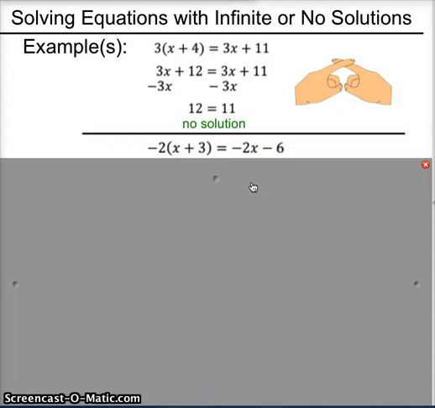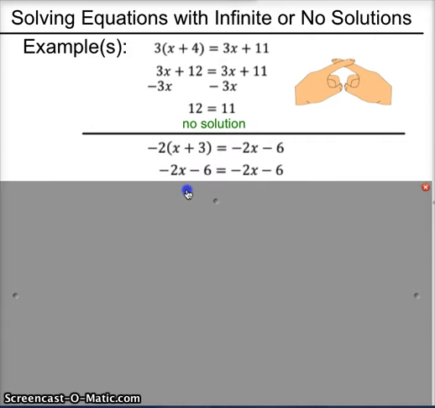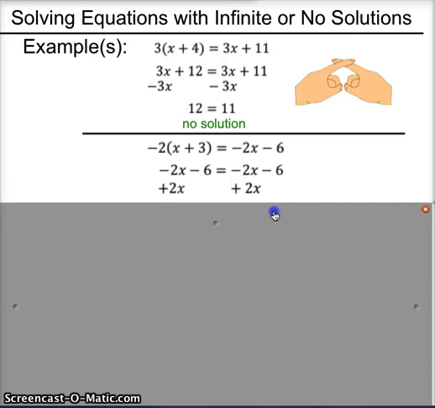Negative 2 times the quantity x plus 3 equals negative 2x minus 6. Again, we'll distribute first, giving me negative 2x minus 6 equals negative 2x minus 6. You can probably already see that both expressions are exactly the same. Negative 2x minus 6 on this side and negative 2x minus 6 on this side. So obviously, no matter what number I substitute in for x, it's going to be multiplied by negative 2 and then subtracted by 6. So it's always going to work itself out.